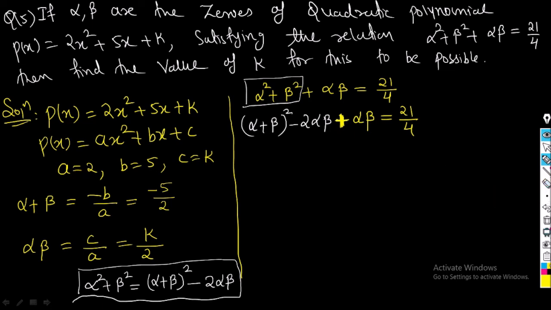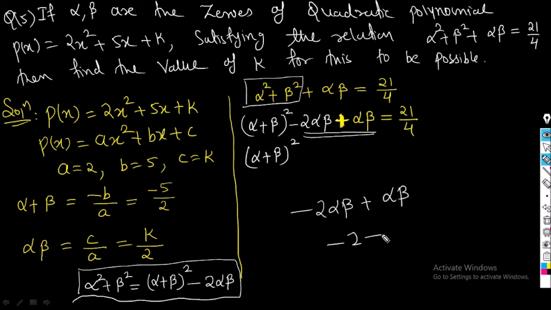Now the next procedure: alpha plus beta whole square I will write as it is. Now you know these two terms are the same: minus 2 alpha beta plus alpha beta, nothing but minus 2 plus 1, what will come? Minus 1. So I will write minus alpha into beta and is equal to 21 by 4.